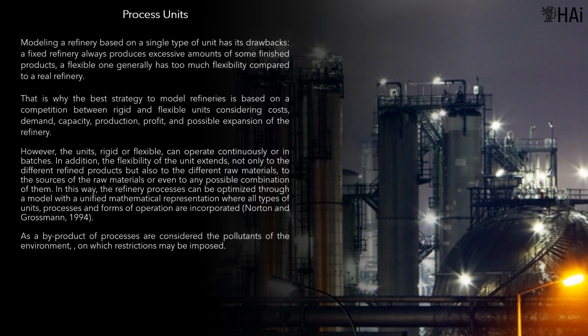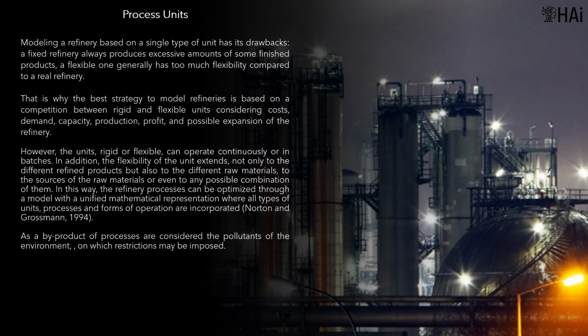Modeling a refinery based on a single type of unit has its drawbacks. A rigid refinery always produces excessive amounts of some finished products, while a flexible one generally has too much flexibility compared to a real refinery. That is why the best strategy to model refineries is based on a competition between rigid and flexible units, considering costs, demand, capacity, production, profit, and possible expansion of the refinery.